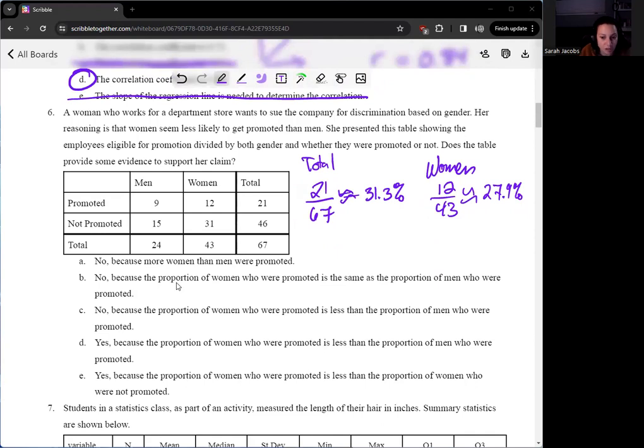So let's look at our answer choices now. All right. No, because more women than men were promoted. No, that's silly. It's always got to be relative, right? If a lot more women are working there to begin with and more women than men would be promoted, you have to look at the proportions. B, no, because the proportion of women who were promoted is the same as the proportion of men who were promoted. I mean, that's not entirely true. It's a little higher for men.